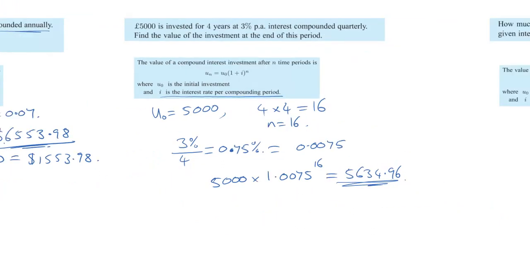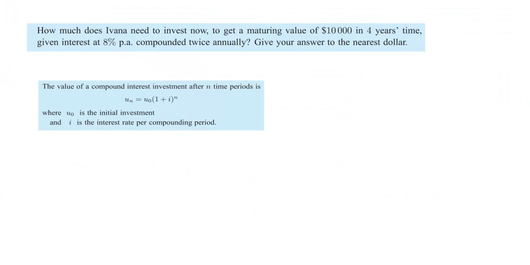Okay, so now we've managed to work out what this is like when we have an adjustment and the compounding period is not the same as the number of years. Let's see if we can make this even more challenging now and work this one backwards. So we've got a question. How much does Ivana need to invest now to get a maturing value of $10,000 in 4 years' time. We've got some information there about interest rates and how much it's compounded. So this time, UN is given to us. We know what we're going to come out with. We're going to come out with 10,000.